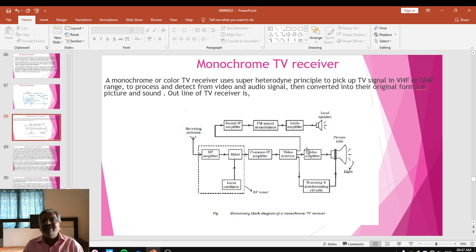In parallel with that, the video signal is given to the picture tube, and also the horizontal and vertical sync pulses are given to the scanning and synchronizing circuits. This is the circuitry that is used to separate the horizontal sync and blanking pulses and then provide them to the horizontal deflection system, whereas the vertical sync pulses and blanking pulses are also separated and given to the vertical deflection system of the picture tube.